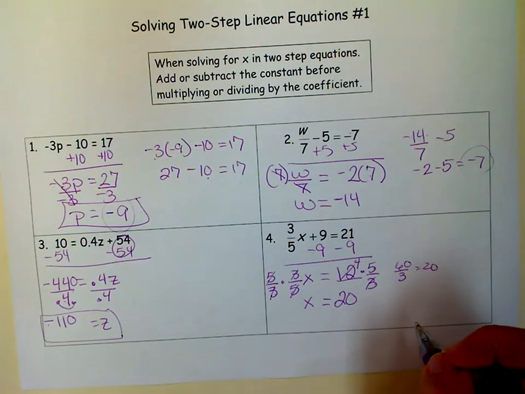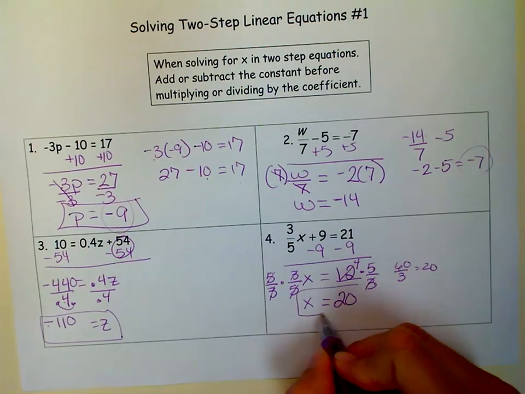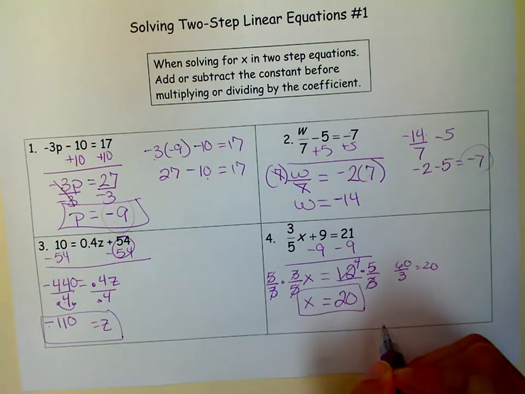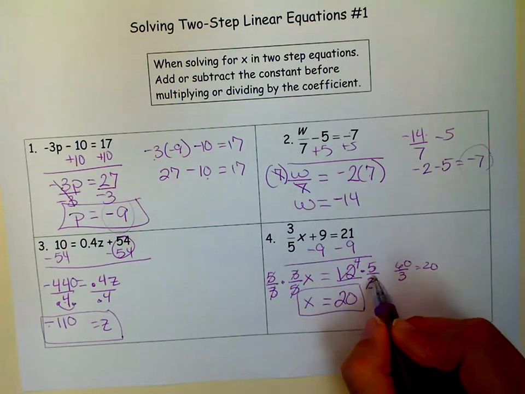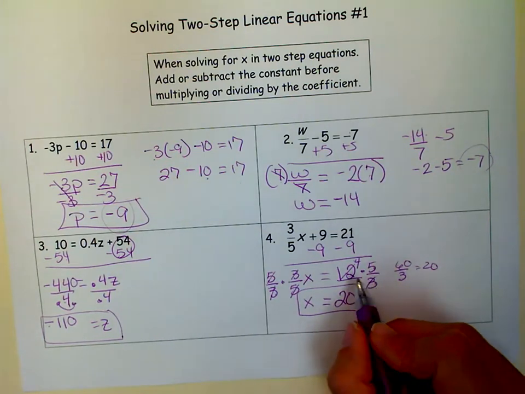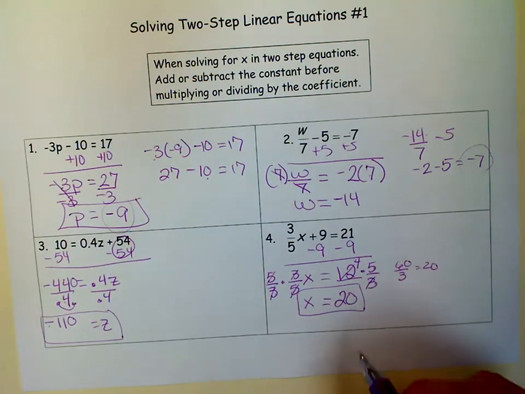Remember, division and multiplication have the same priority in the order of operations, and so when there is just multiplication and division going on, you can divide first. Okay, so 20, and I'll leave that check up to you.